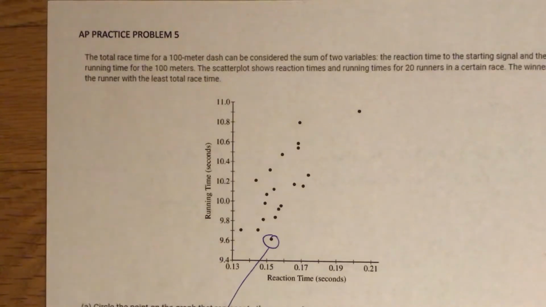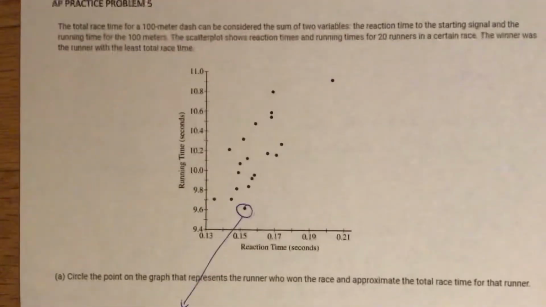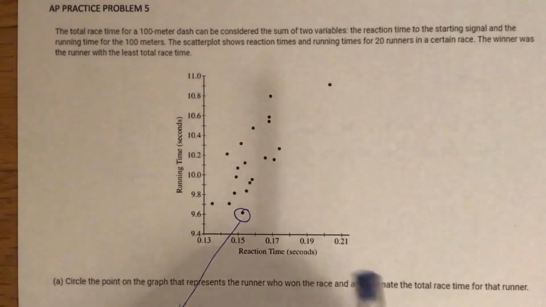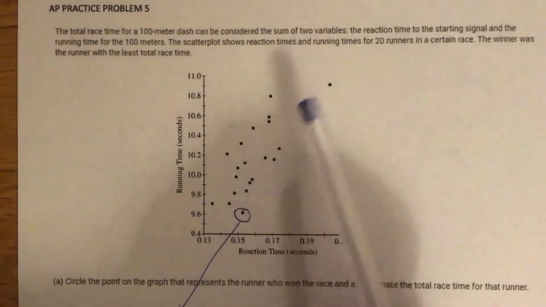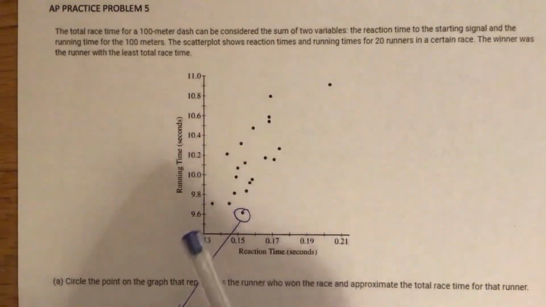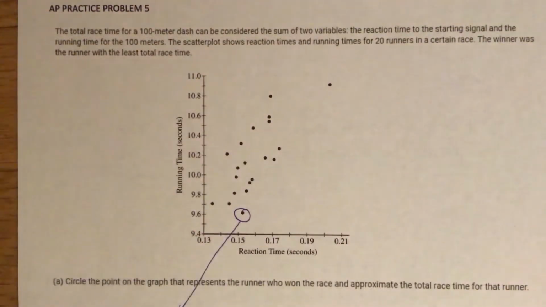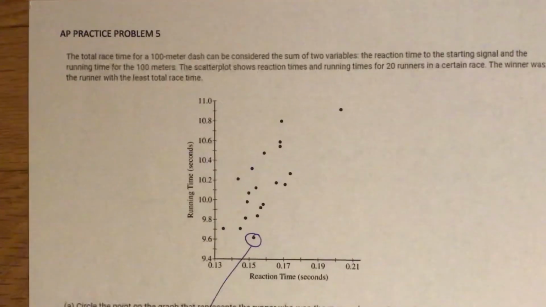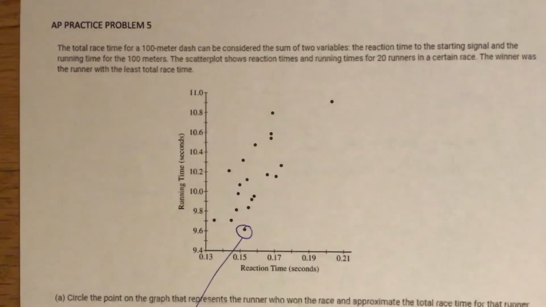All right, so this problem, I think right off the bat, from looking at the picture, you can tell it has to do with regression. Basically, there's a scatter plot, and it looks like it has a somewhat positive, moderately strong linear relationship, right? So I would just observe those things right off the bat, even before reading the problem. The problem's about total race time for the 100-meter dash.